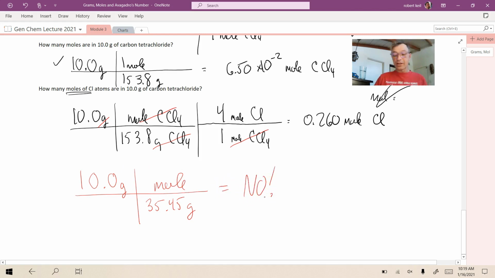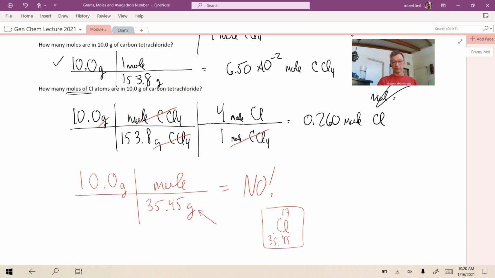Okay, so this is the answer you're going to see a lot for this last question. And what did the person do? They said, I got 10 grams of carbon tetrachloride, and they want how many moles of Cl? Okay. They went in the periodic table, and they looked up chlorine, and they found that chlorine is 35.45, and it looks something like that. And so then they said, okay, I'll just put that in there and I'll convert. Well, it kind of looks like it would work, the way I've written it.